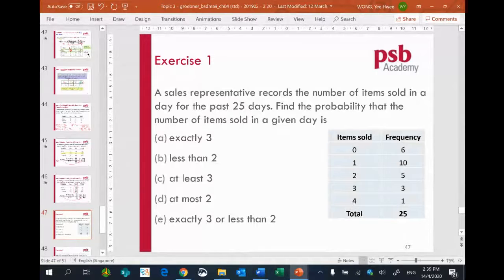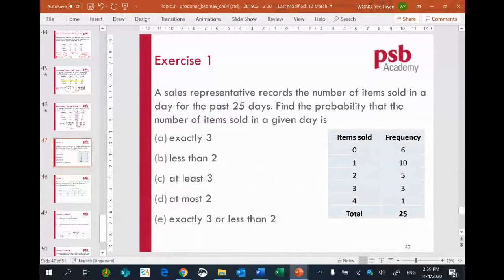Okay, that's all for the lecture. Let's look at the exercise and see whether you know how to do. If you know how to do exercise 1 and exercise 2, that means you get the concept correct. A sales representative records the number of items sold in a day for the past 25 days. You have 25 days. You record every day. You record down how many items you sell. So in the end, there are 6 days you sell nothing. There are 10 days you sell one item. There are 5 days you sell 2 items. Okay, this probably is a printer or something big that you sell very little, right?